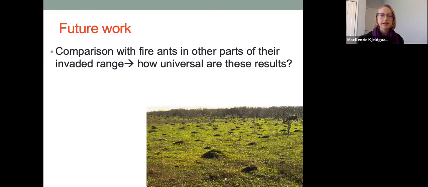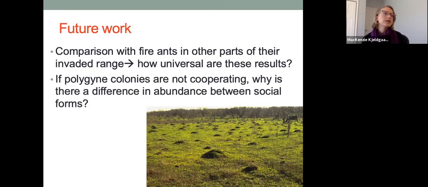universal these results are. And if these multi-queen colonies are not cooperating, this kind of begs the question of why we see such a big difference in the abundance between these two social forms. So future work should really try and tease apart some of the reasons for this.